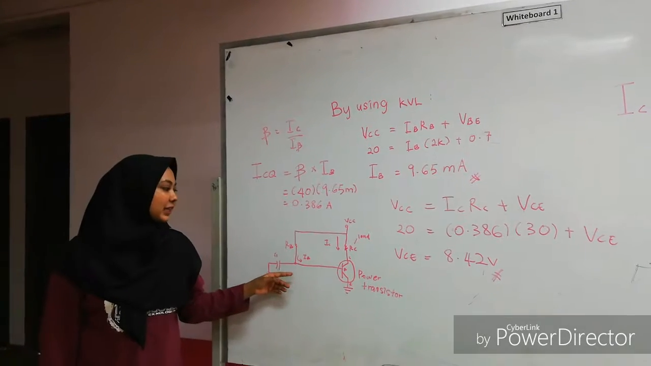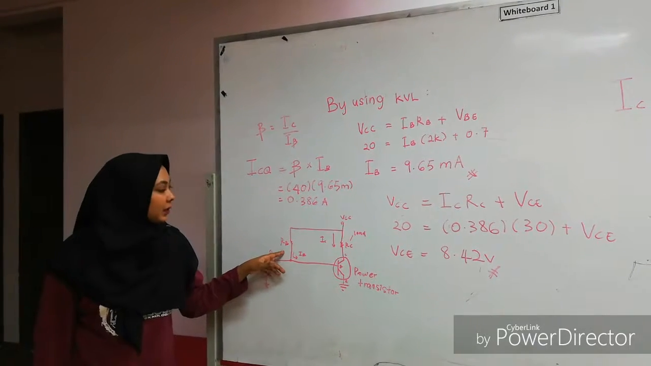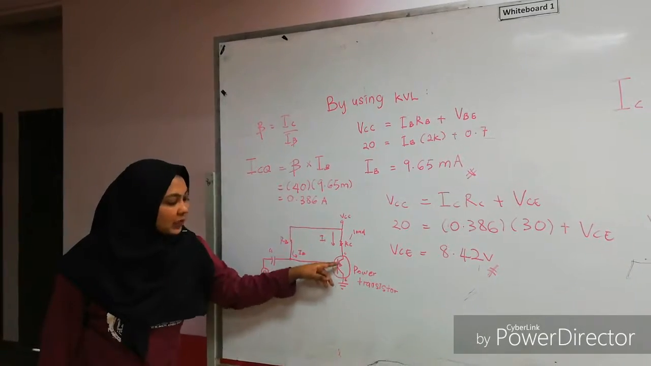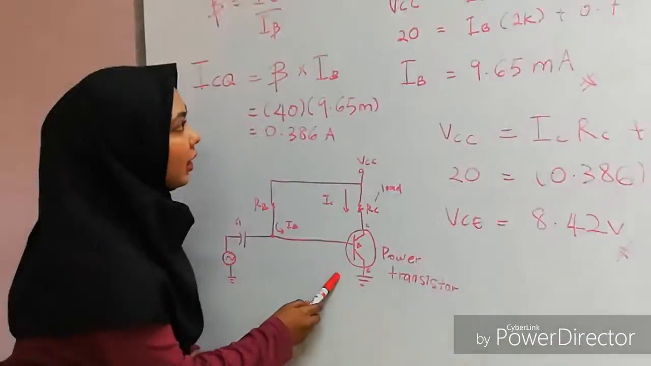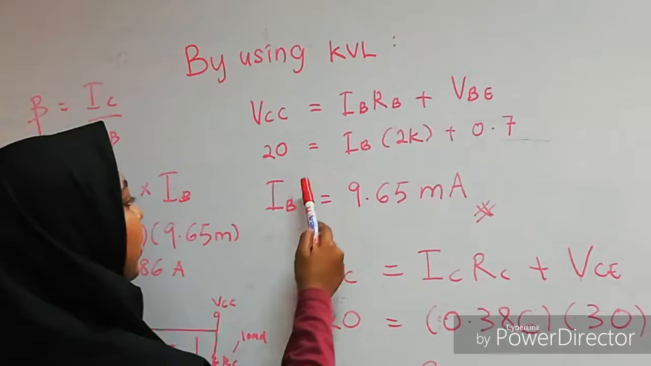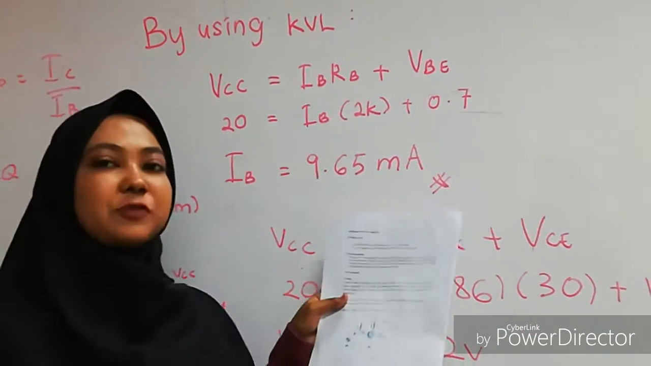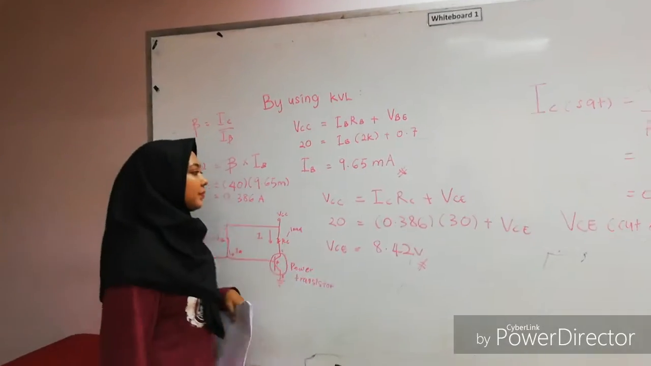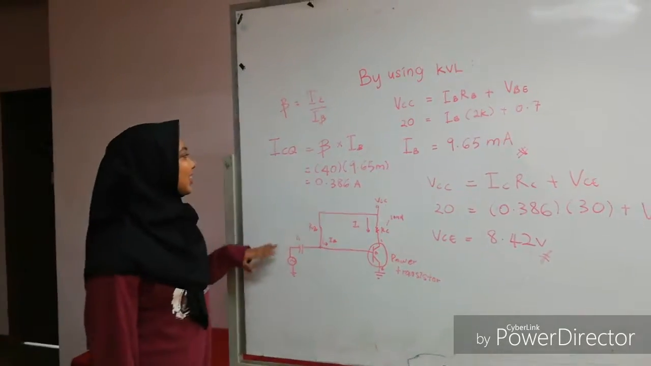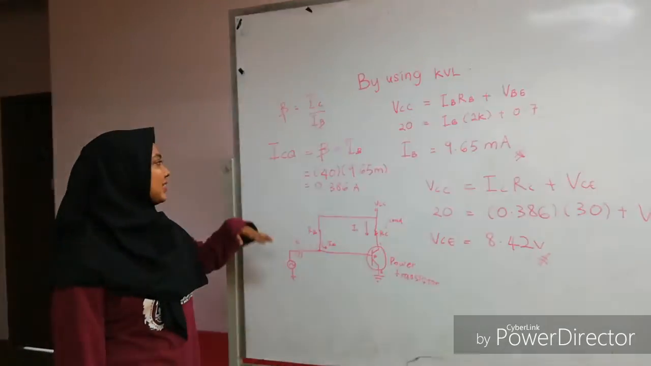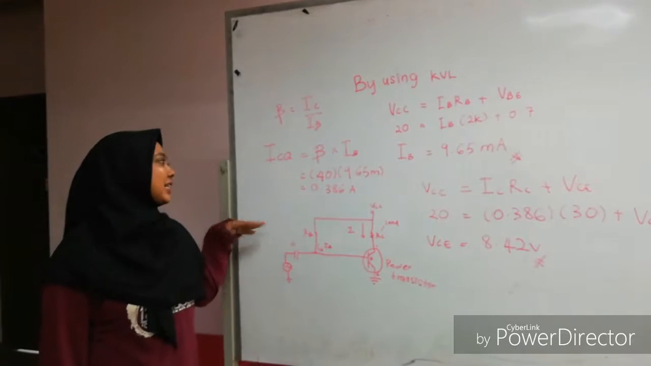This is the circuit that is given, which is VCC equal to IB RB plus VBE here. And arrange the formula, we will get IB equal to 9.65 milliampere. Okay, the next value that we need to know is the ICQ to plot the DC load line.